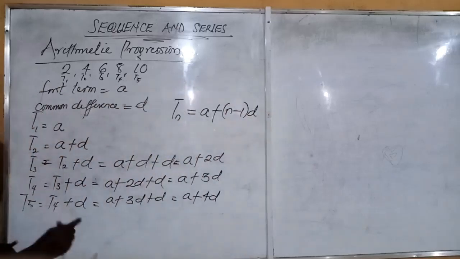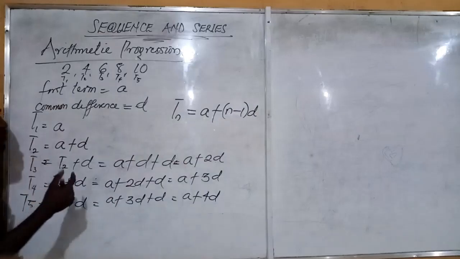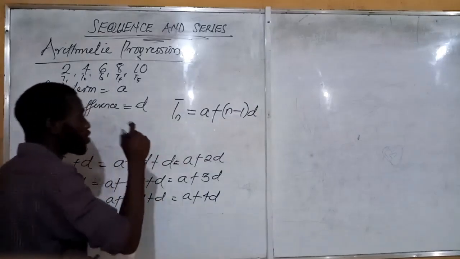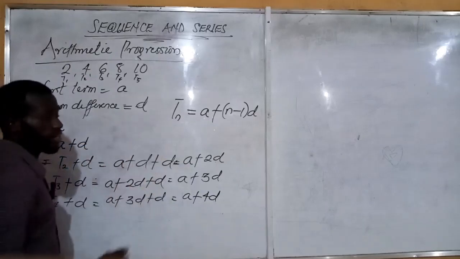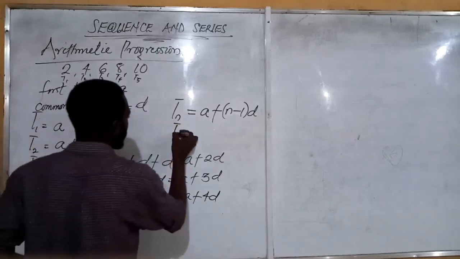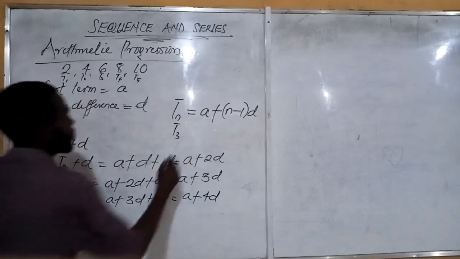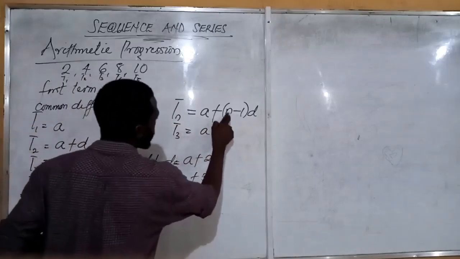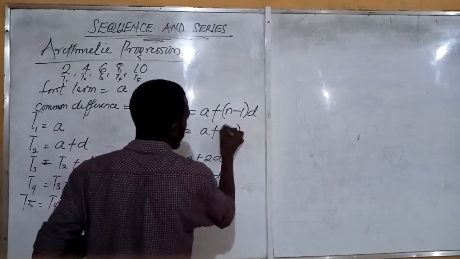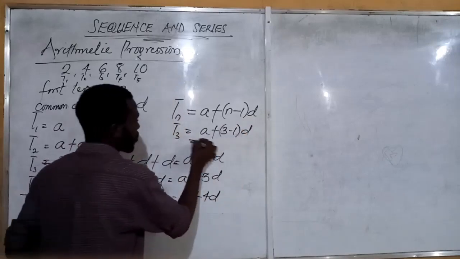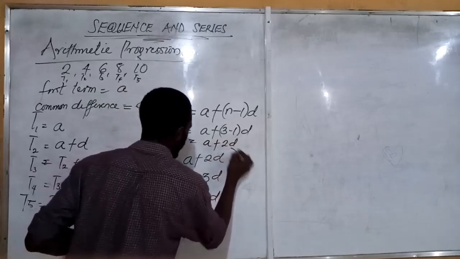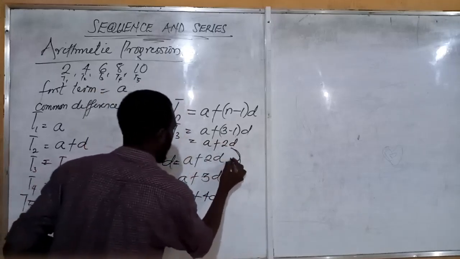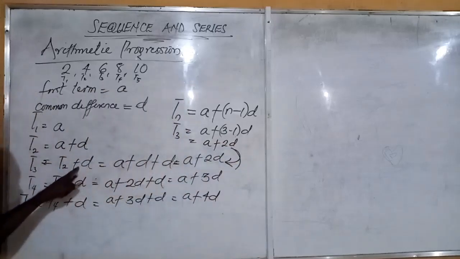Let me make sense of that again. When we were looking for T2, what we basically did was to subtract 1 from 2 and then times our D. Now, to prove that, for example, we'll look for T3. T3 will be equal to A plus 3 minus 1 times D, which is A plus 2D, which is equal to this. Do you see that?